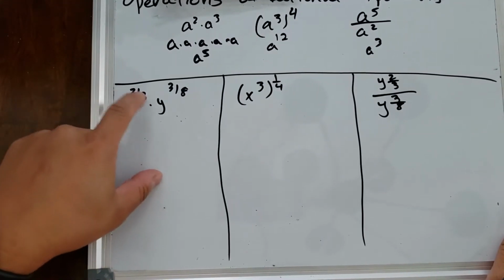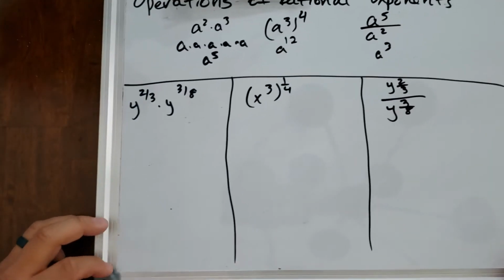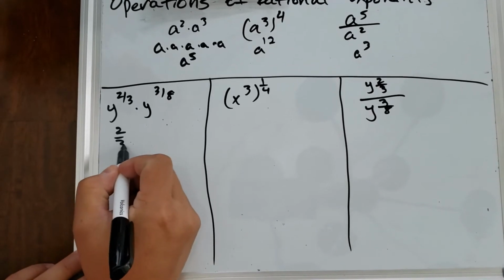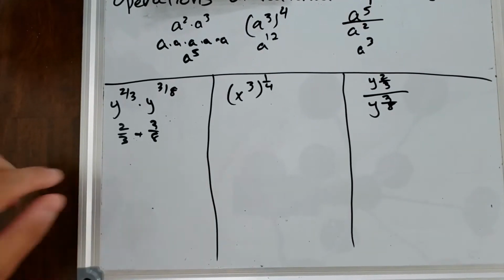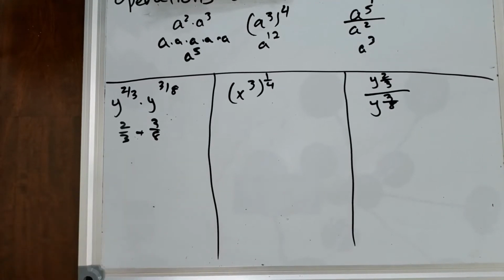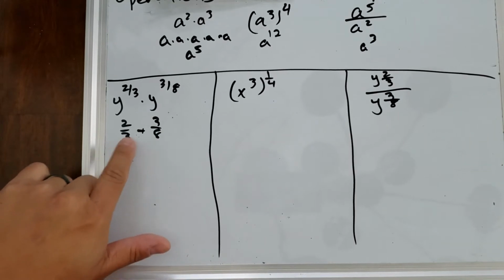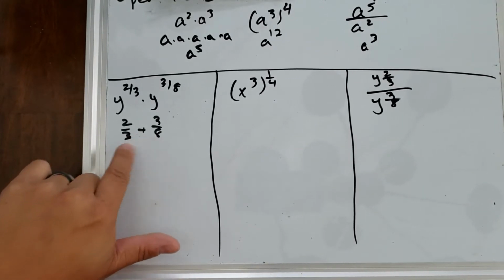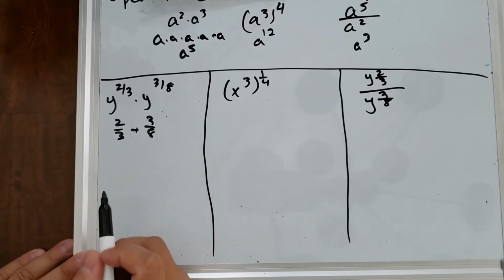Here we have y to the 2/3 times y to the 3/8. Well, what are you going to do with those two exponents? All you're going to do is add them up. So we're going to take 2/3 plus 3/8, right? Now, can we add these fractions the way they are now? Well, no. Why not? Because remember, when we add or subtract fractions, we need the denominators to be the same. We need the bottoms to be the same. So we have to make them the same before we can add them up.